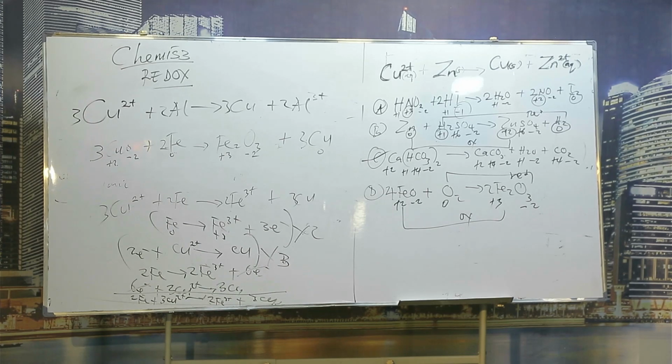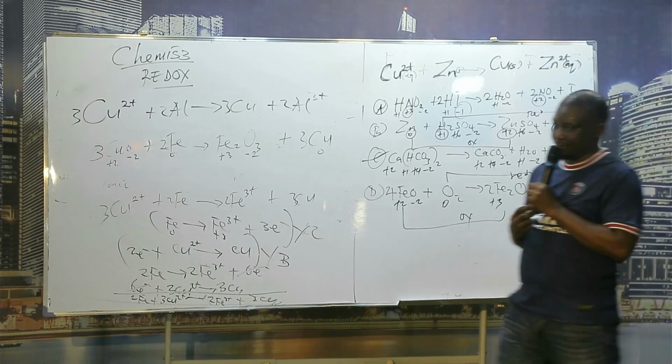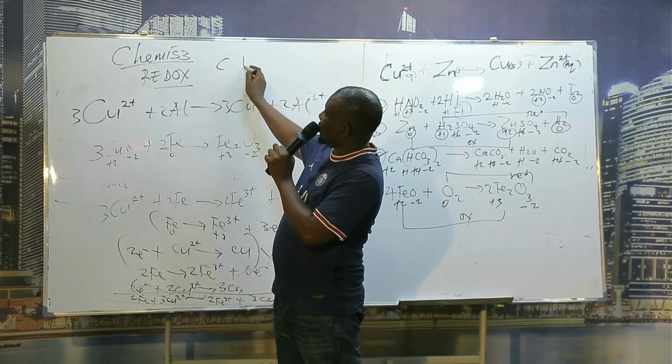Is it possible to identify a non-redox reaction because of the presence of carbon? Yes, now you can know which one is a non-redox reaction. Maybe is it because of option C? Carbon reacting with oxygen.